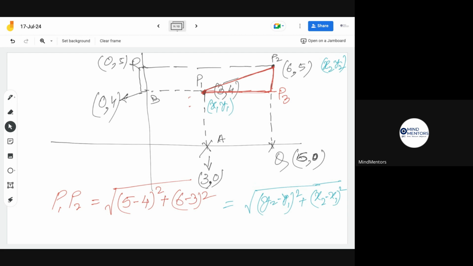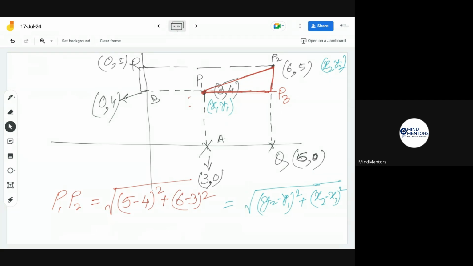Look at exactly what you have done. y2 minus y1 whole square plus x2 minus x1 whole square, right? That's what you have to remember. In coordinate geometry, if you have been given the coordinates of two different points, the distance between those 2 points is this. This is the formula for distance.